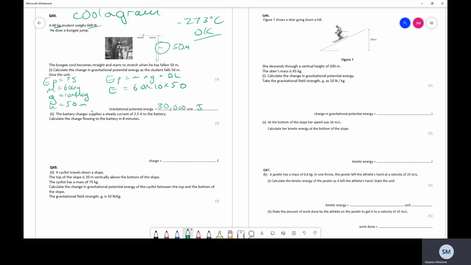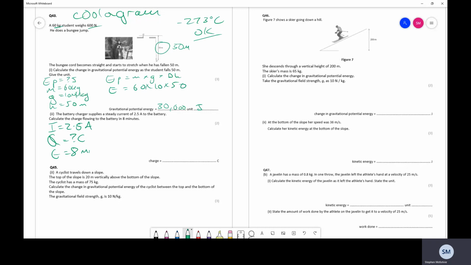And this is suddenly swinging to a battery charger. So it's obviously a different question, but that's absolutely, all going wrong. Absolutely fine. The battery charger supplies a steady current of 2.5 amps. Calculate the charge. It's asking me for the quantity of charge in coulombs. That's going through in 8 minutes.